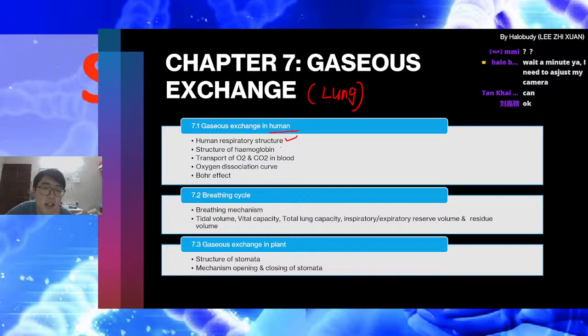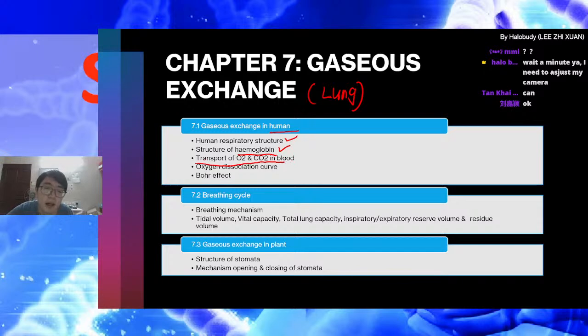The second one is the structure of hemoglobin. Some of you may have already learned this in sem 1. Hemoglobin is an example of a quaternary protein, right? But this semester, you will learn in detail: what are the functions of hemoglobin, what is the structure of hemoglobin, and why this structure can carry oxygen and carbon dioxide. This one you will learn in the third topic, transport of oxygen and carbon dioxide in blood.